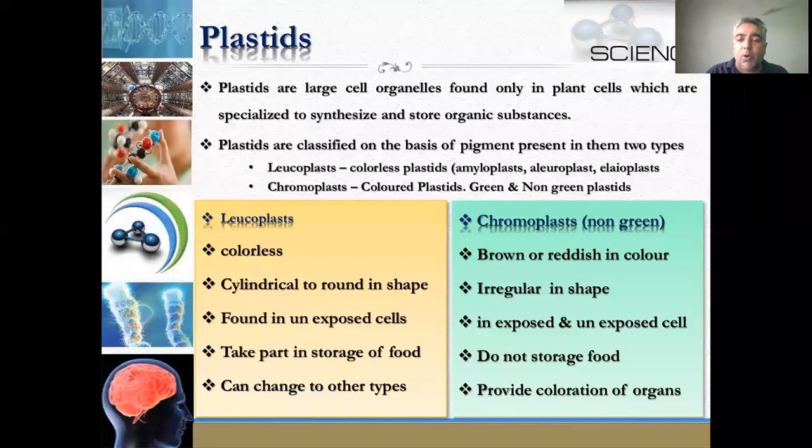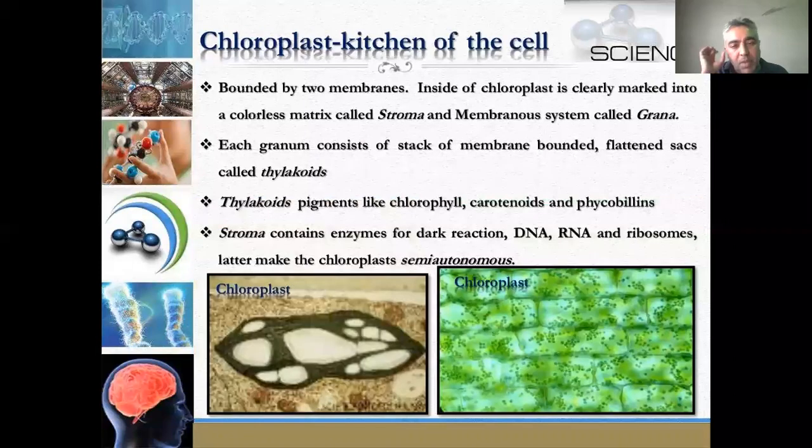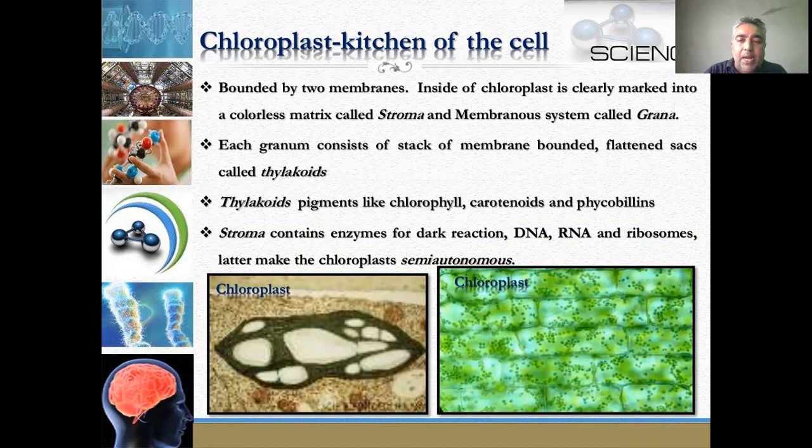As you know, chloroplasts are present in the leaves where the process of photosynthesis takes place. Chloroplasts are also known as the kitchen of the cell, very well known. You know in the 8th class also, bounded by two membranes. Inside of the chloroplast is clearly marked a colorless matrix called the stroma and a membrane system called grana.